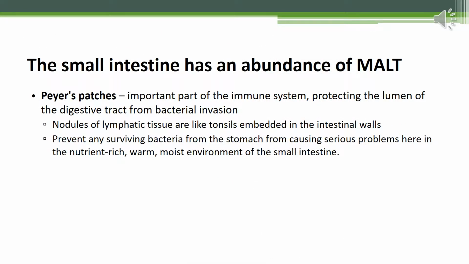The immune system is also active in the small intestine. The small intestine has an abundance of MALT. And the immune structures in the small intestine are called Peyer's patches. And these are responsible for protecting the lumen of the small intestine from bacterial invasion. And these are essentially like tonsils in the mouth, just in the small intestine. And they're nodules of lymphatic tissue, just like the tonsils. And they prevent any surviving bacteria that made it through the stomach from causing serious problems in the small intestine.